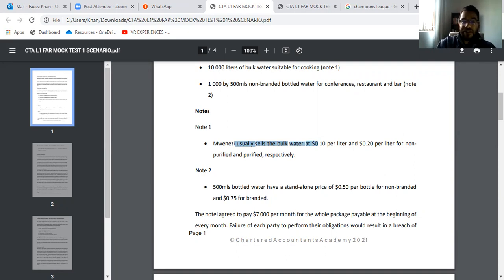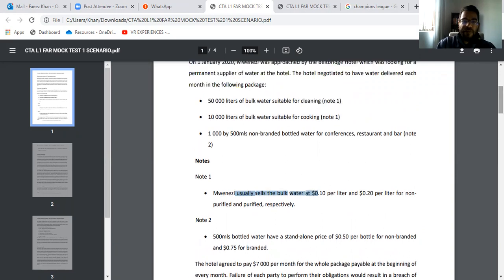but it also comes into play to determine whether things are distinct. So here you can see, if you have a look over here, suitable for cleaning is most likely non-purified, and then suitable for cooking is most likely purified, because you're going to consume it, so you need to have it purified. But if you're not going to consume it, you can have non-purified. So they usually sell purified and non-purified, so therefore these are distinct goods. And then they also have 500 milliliters of bottles. They have branded and non-branded. So once again, these are distinct. So most likely each one of these will be a separate performance obligation.